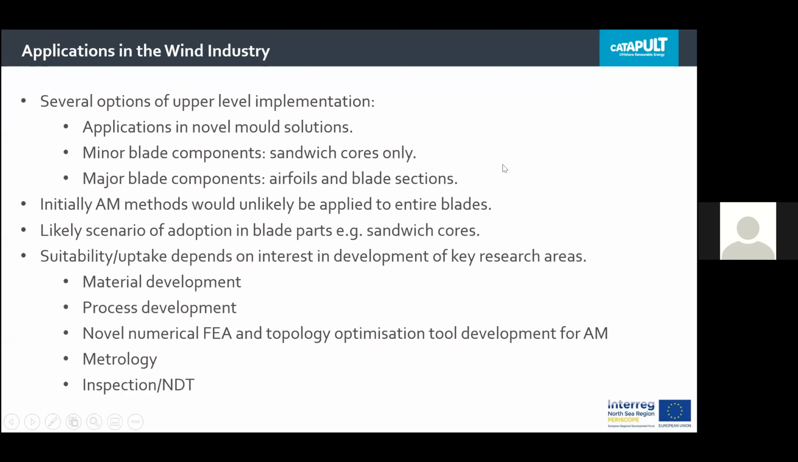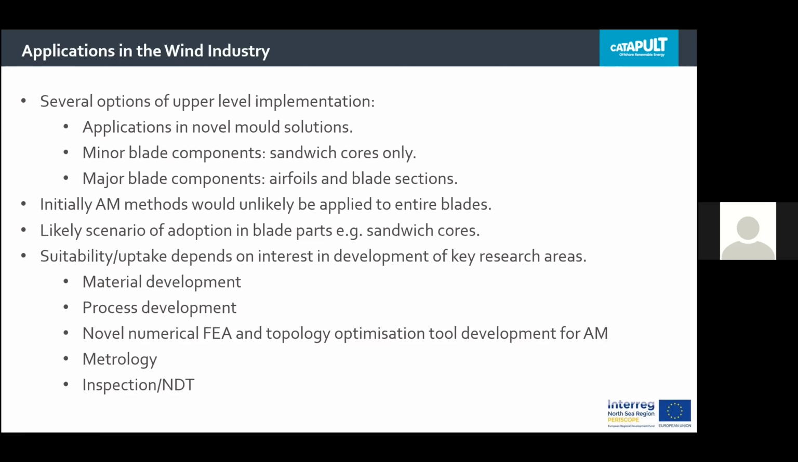So, some general applications in the wind industry. I think there are three main scenarios. First, a fairly imminent scenario could be the application in novel mold solutions, as just discussed. That would be more of an indirect manufacturing approach. Moving on to a direct manufacturing approach, where you're starting to use additively manufactured thermoplastics in minor blade components, for example sandwich cores, keeping the rest of the blade manufacturing process the same, so it's not too disruptive.